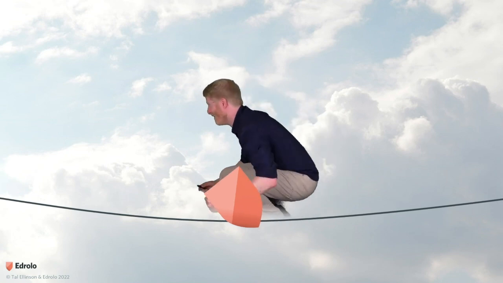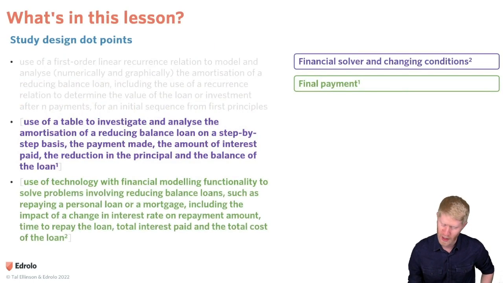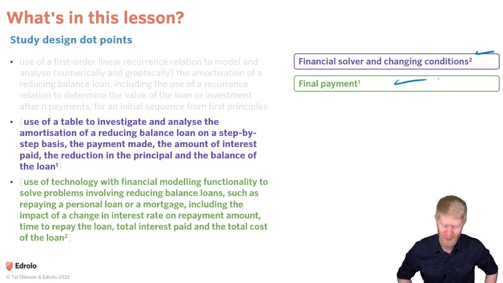Thanks, Edrolo. Welcome, everyone, to today's lesson on reducing balance loans, part 2. Today, we're going to be looking at some of those more advanced skills. Specifically, we're going to look at using the financial solver when we change our conditions, when there's sort of two things happening. And we're also going to look at this elusive final payment and how to calculate it.